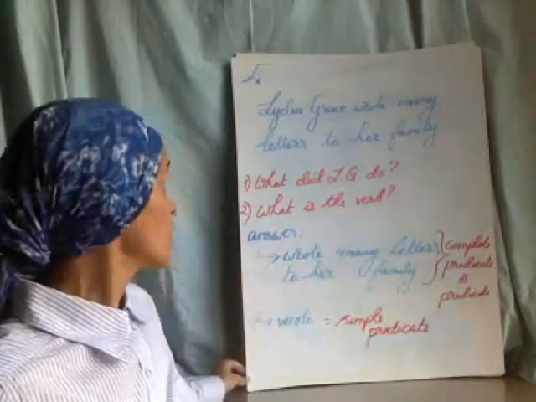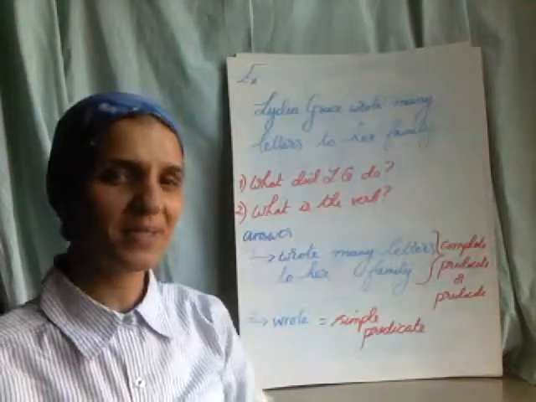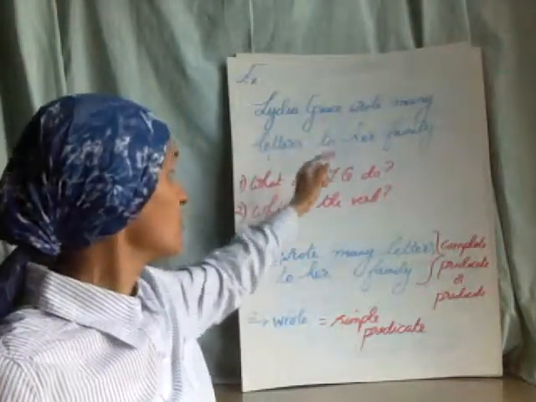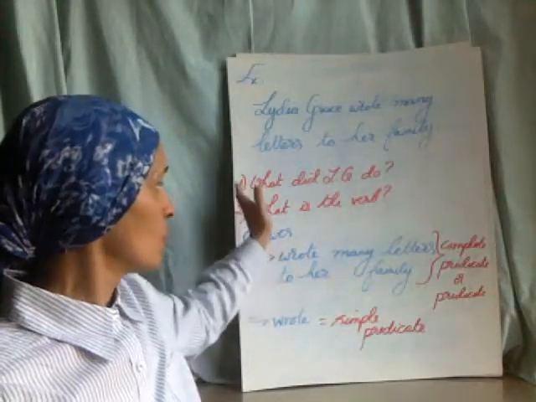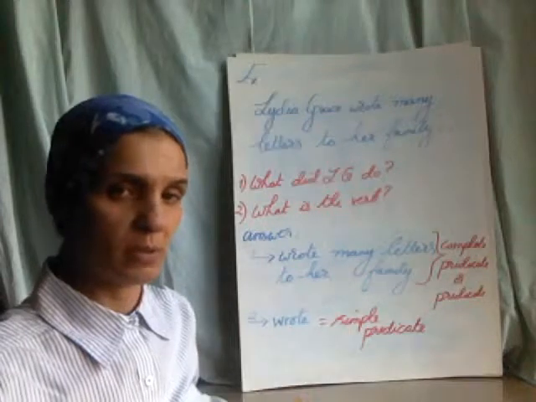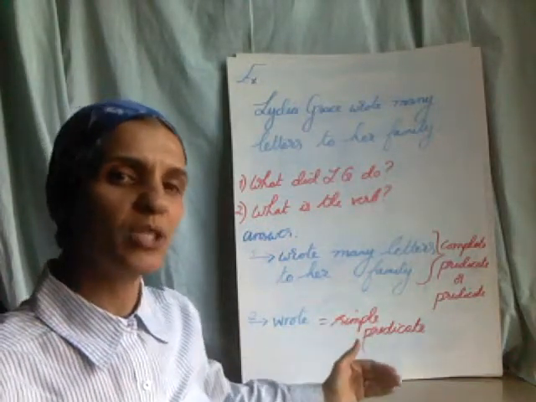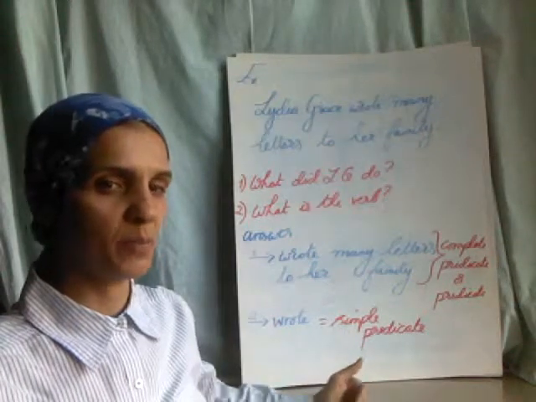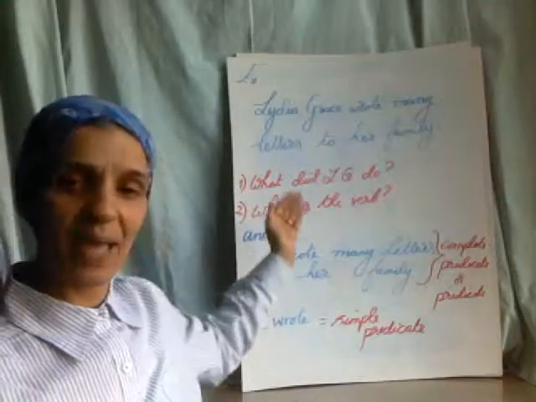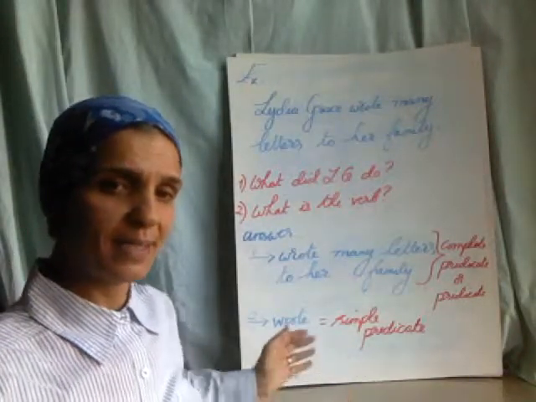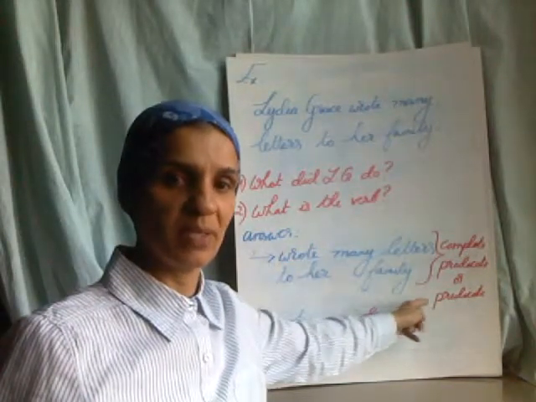Okay, I took this sentence from the story Lydia Grace, that you're familiar with. Lydia Grace wrote many letters to her family. Okay, but that's a complete sentence. Okay, so we know that Lydia Grace is the subject. Okay, that's who the sentence is about. Now, but what did she do? That is the predicate part of the sentence. What did she do? She wrote many letters to her family. Okay, that is called the complete predicate or the predicate.